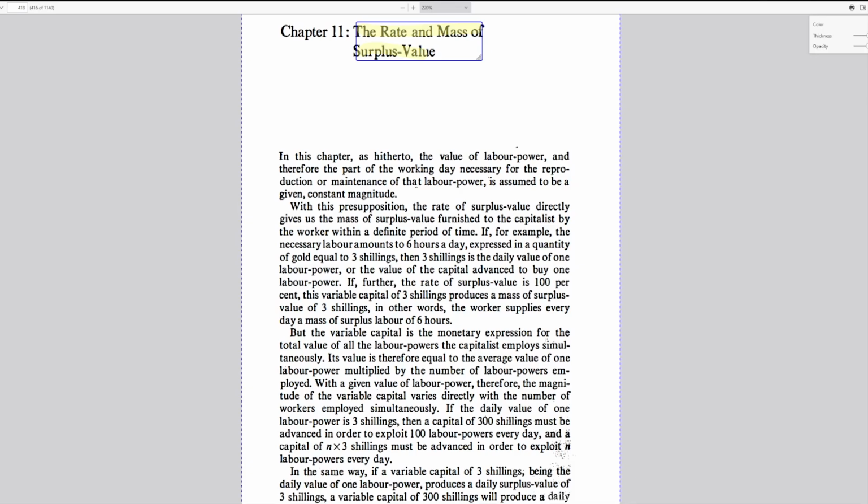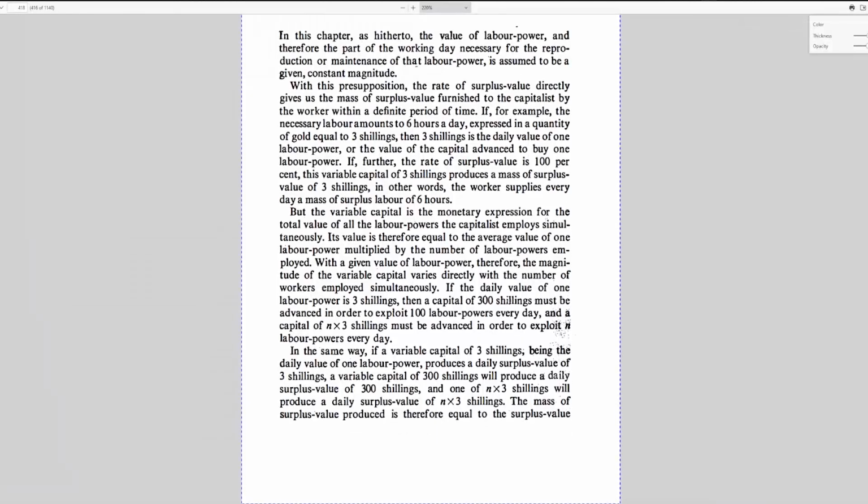Absolute surplus value, just a recap, is when you increase your surplus value by extending the length of the working day. If the workers struggle back and you shorten it, then you're probably losing absolute surplus value.